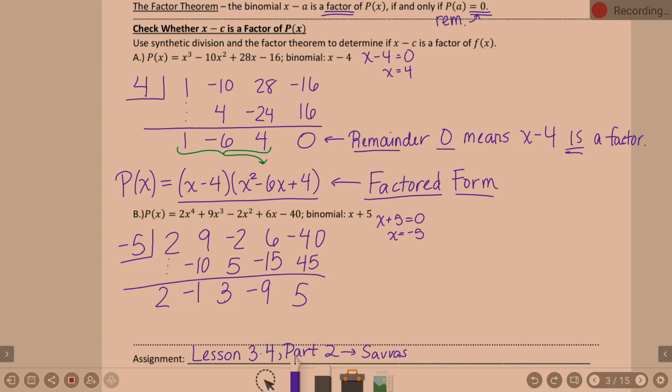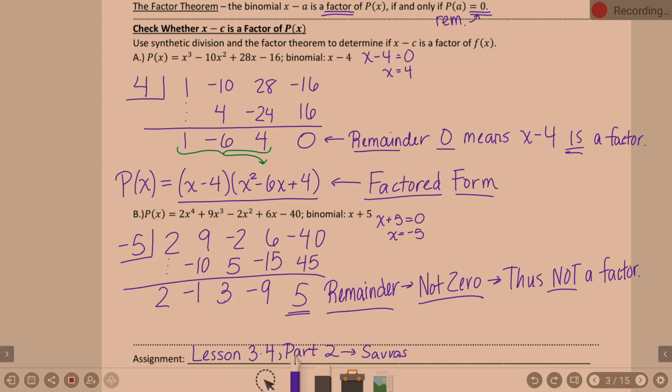It's not 0. What do we know since the remainder is not 0? It's not a factor. So the remainder is not 0. Since the remainder is not 0, I'm just going to say thus not a factor. Okay? We like that because then we don't have to do factored form. Right? Okay, guys. That's synthetic division. Enjoy it when you can use it, right?